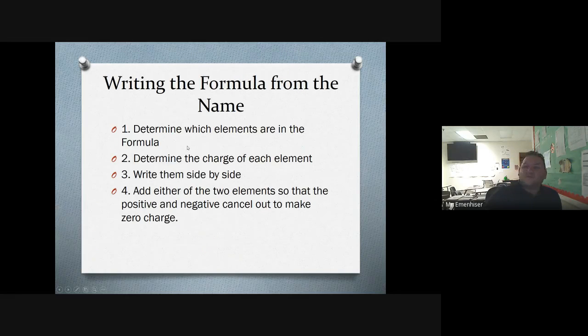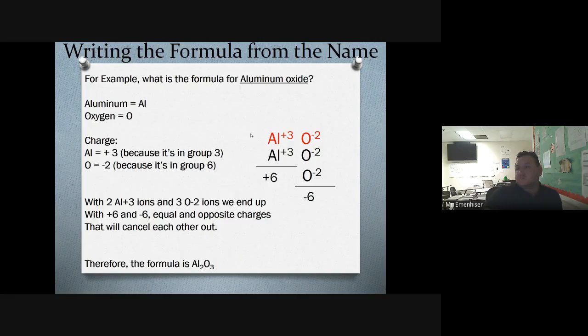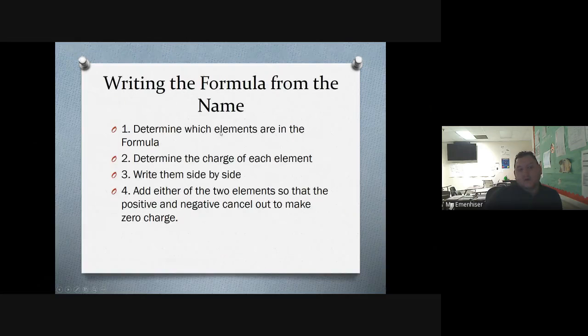How do we determine the formula from the name? So if I gave you a bottle of a chemical that said aluminum oxide, right? And I said, here's a bottle of aluminum oxide. What's its formula? We're going to determine which elements are in the formula. So we're going to look at the name and get their symbols from the periodic table. All right, so we're going to do exactly the opposite of what we just did.